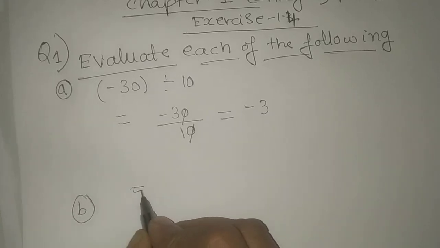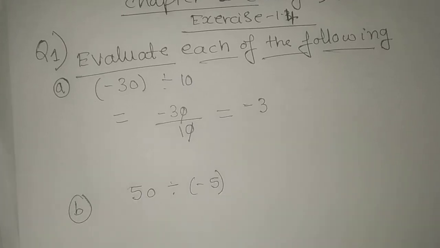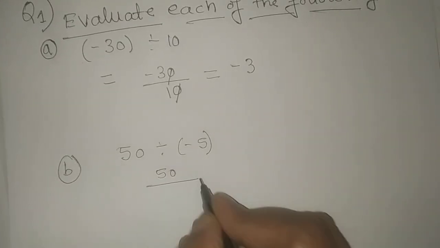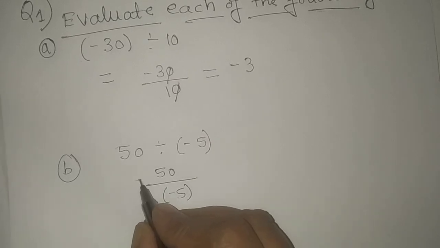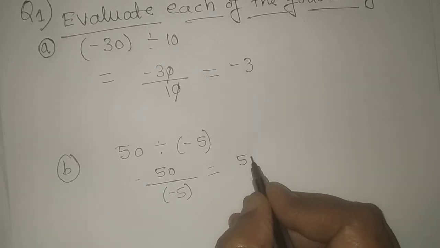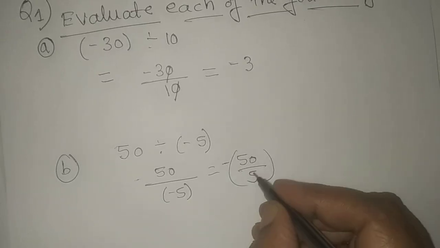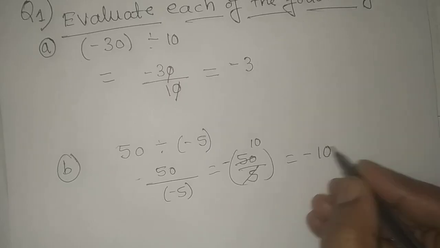B is 50 divided by minus 5. So I will write this as 50 divided by minus 5, or you can write the minus outside, minus 50 divided by 5. 5 ones are 5, 5 tens are 50, therefore minus 10.